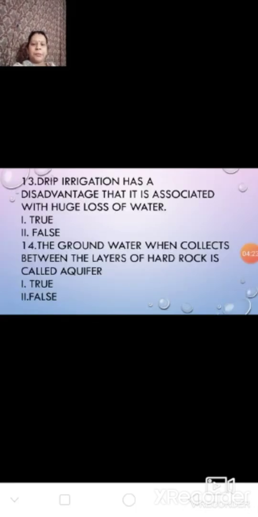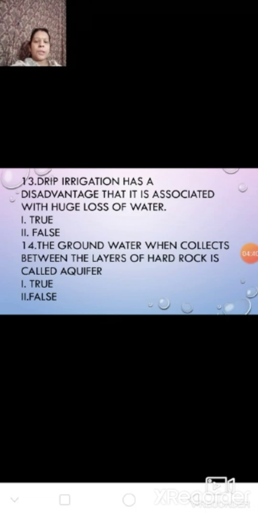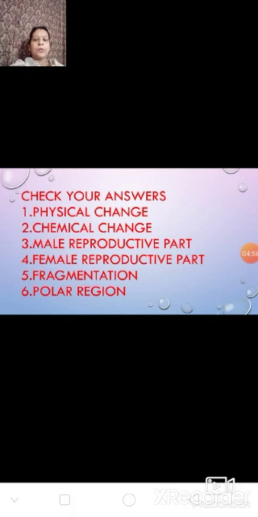Question number 13. Drip irrigation has a disadvantage that is associated with huge loss of water, whether it is true or false. Question number 14. The groundwater, when it collects between the layers of hard rock, is called an aquifer. So, here again you have to mention whether it is true or false. So, children, these are the 14 questions I gave you, and these are your revision questions.